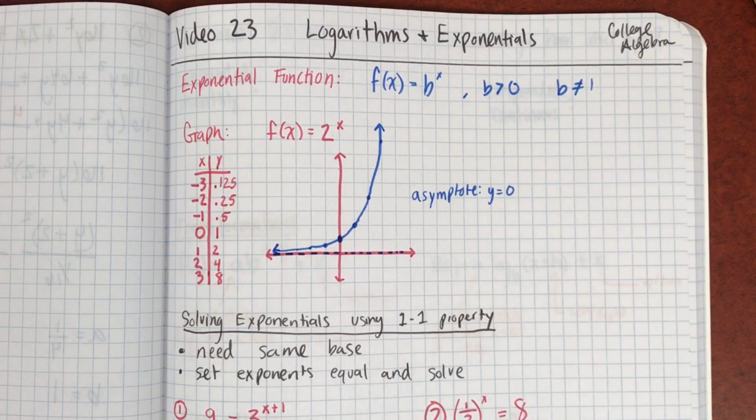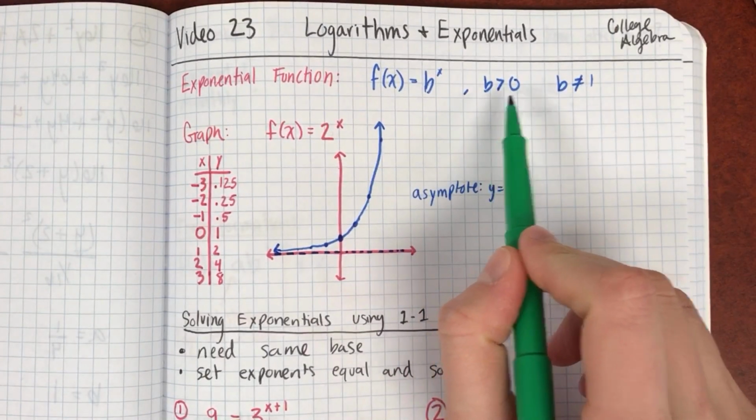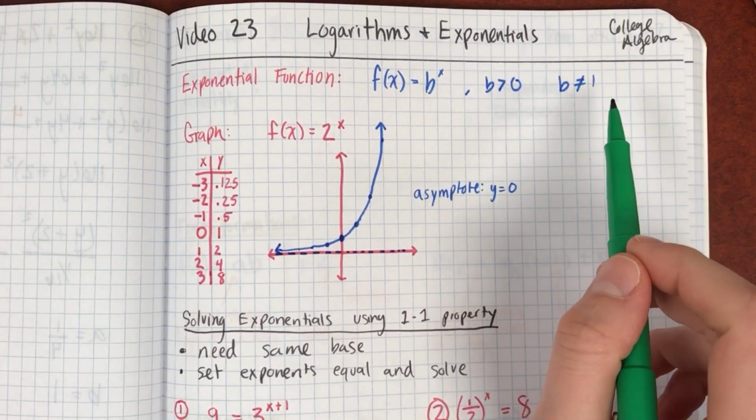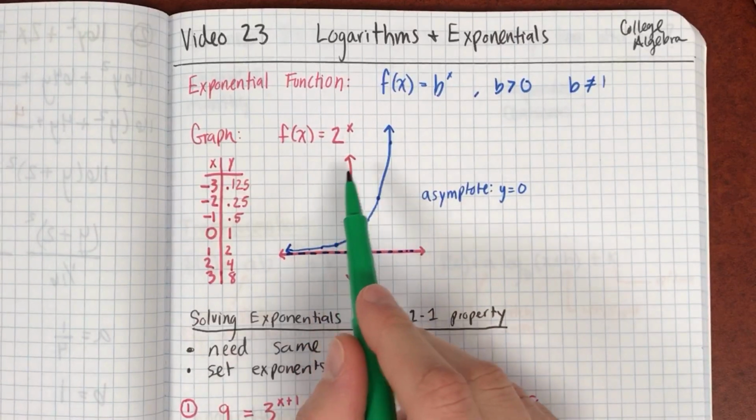So first of all, an exponential function is some base to the power of x. So think exponential, the exponent is x, all right? Now our base has to be greater than 0 and it cannot be 1. So for an example, we've got f of x equaling 2 to the x.